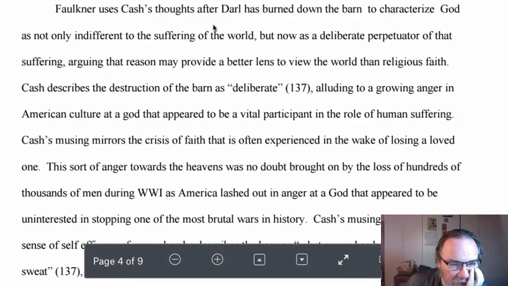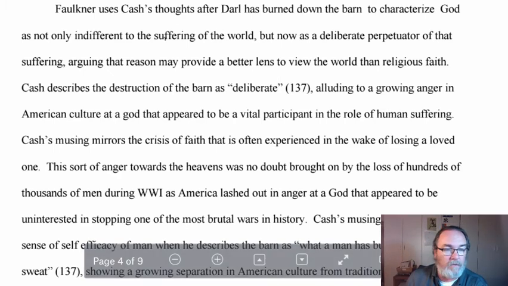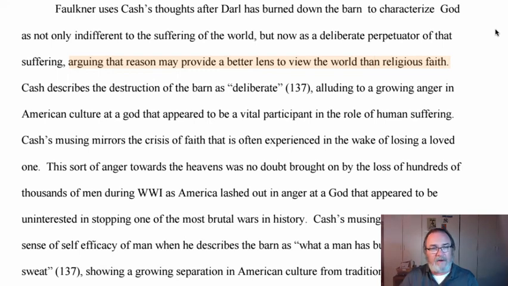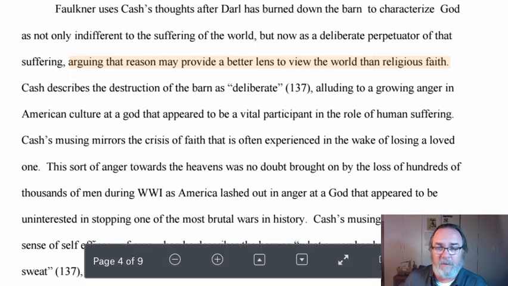Boy, this is another tough one. This writer is really clearly arguing that Faulkner is all about reason over faith. But again, you'll notice the use of the key elements. Here's a little descriptor of the scene when Cash is thinking about this. Then we've got the use of both terms, reason and religious faith. And the sentence does a really nice job of telling us that Faulkner is arguing that reason might provide a better lens. So here's yet another kind of sentence structure where you can follow the requirements, the model, but do so in a lot of different ways.